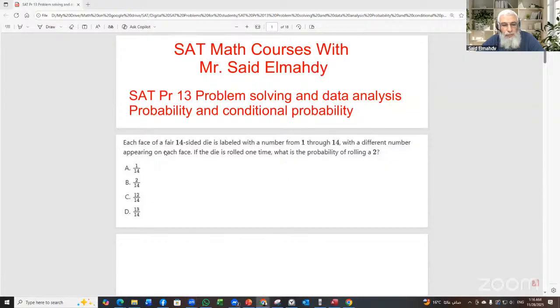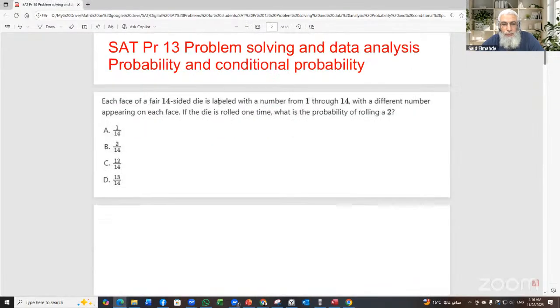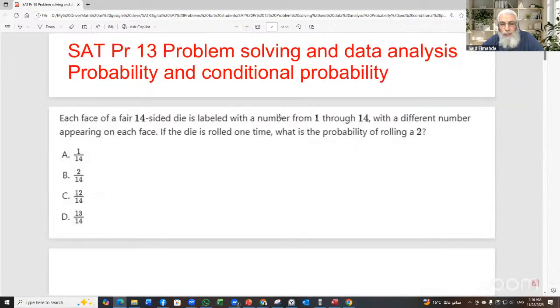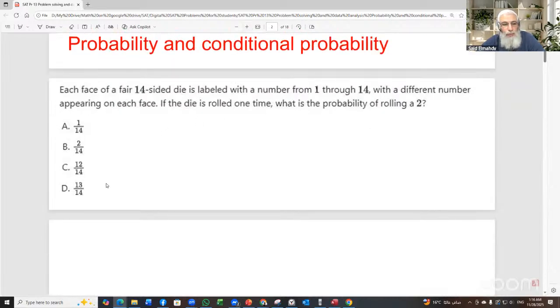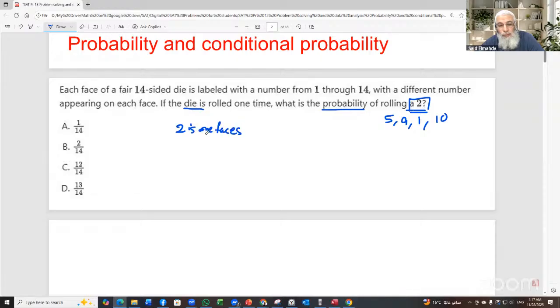Question number one here says each face of a 14-sided die is labeled with a number from 1 to 14, with a different number appearing on each face. If the die is rolled one time, what is the probability of rolling two? Rolling two is the same as rolling 5 or rolling 9 or rolling 1 or rolling 10. 2 is one number of 14 numbers. So 2 is one face of 14 faces.